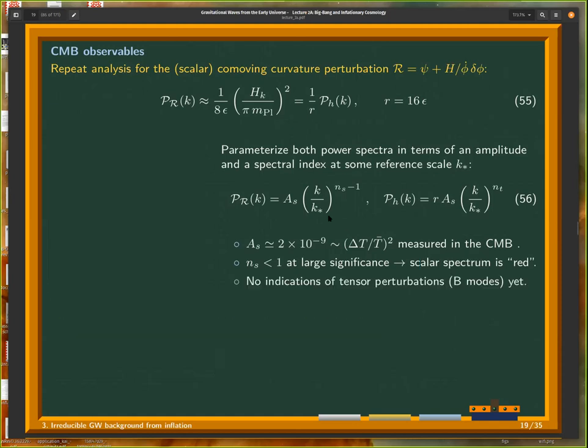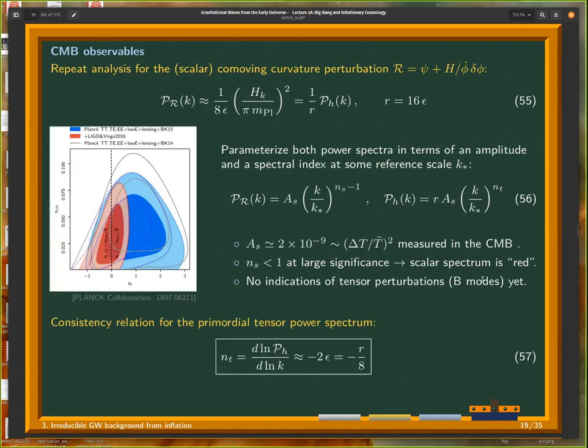But we have no indication yet of tensor perturbations in the CMB. So this is also what we talked about yesterday. We have not measured this thing here on the right-hand side. We only have constraints on the observables, r and the tensor index. One way to find evidence for these tensor perturbations would be B-mode polarization. But again, this has not been found yet in the data. So the best we can do is to put constraints on these parameters.